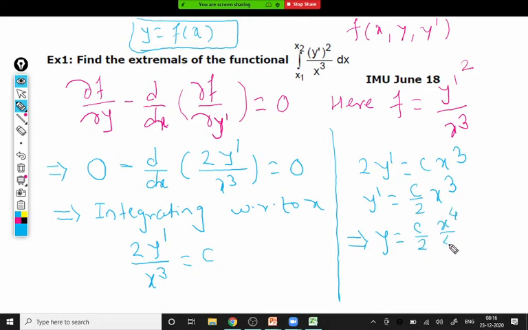X to the power 4 by 4, plus c. Now I will take a new constant, c1. Already c is used, so this is your final curve. You can keep this as the answer, or I am writing it like this.